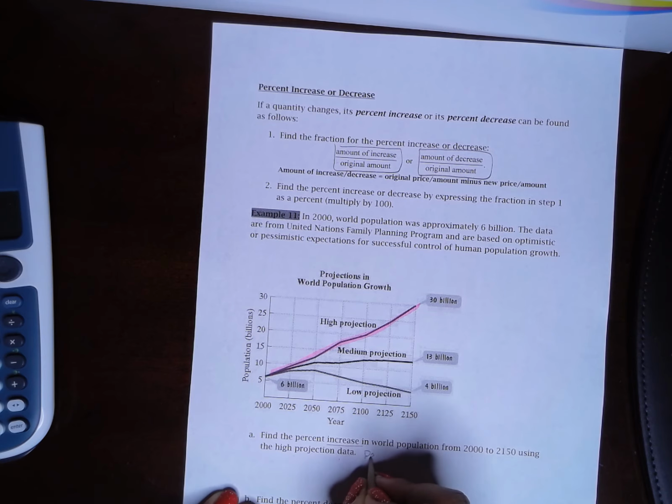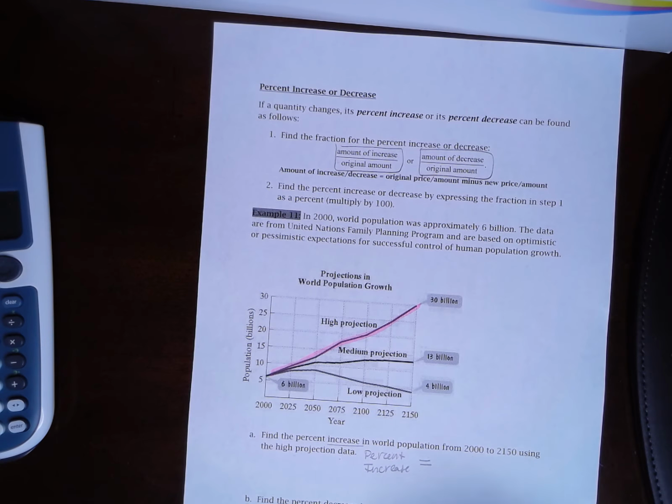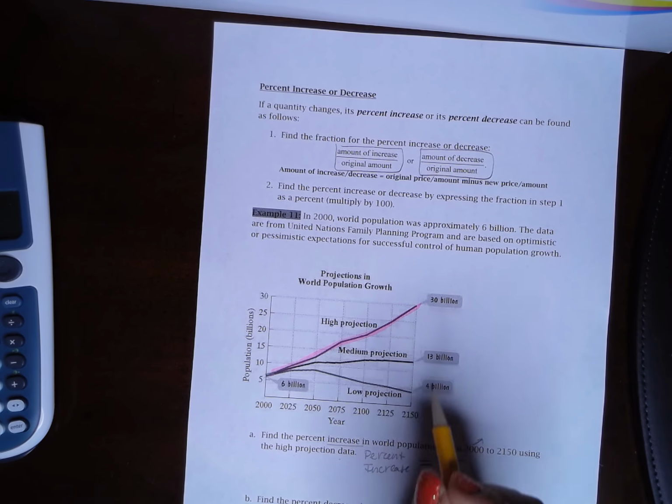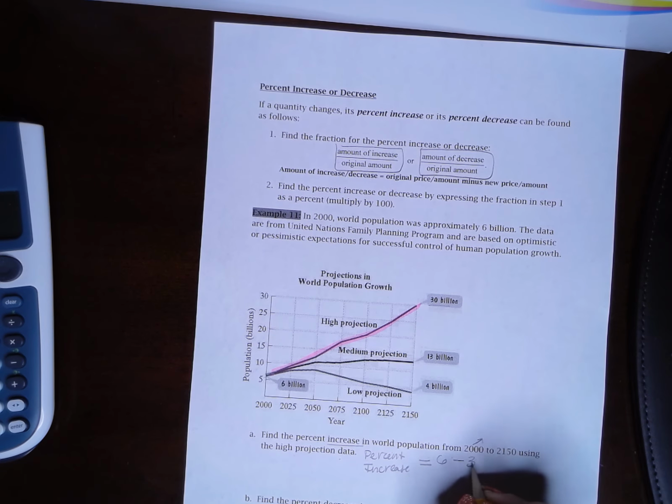So the percent increase is going to be what it was in the year 2000. In the year 2000, it was about, I say, 6 billion. So this is 6 in billions. Then minus in the year 2150, it will be 30 billions. So that will be 6 minus 30 divided by the original of 6. But if you do this, you're going to get a negative answer, right?